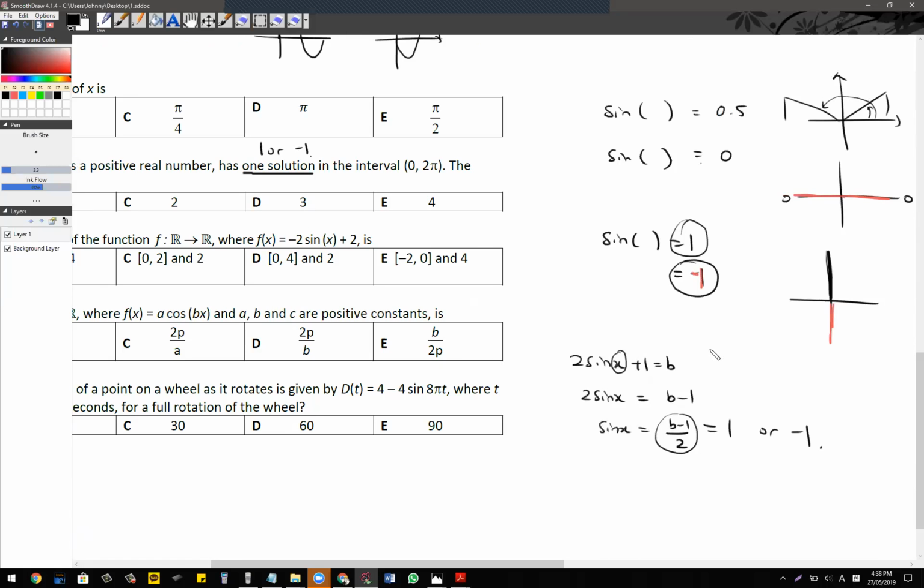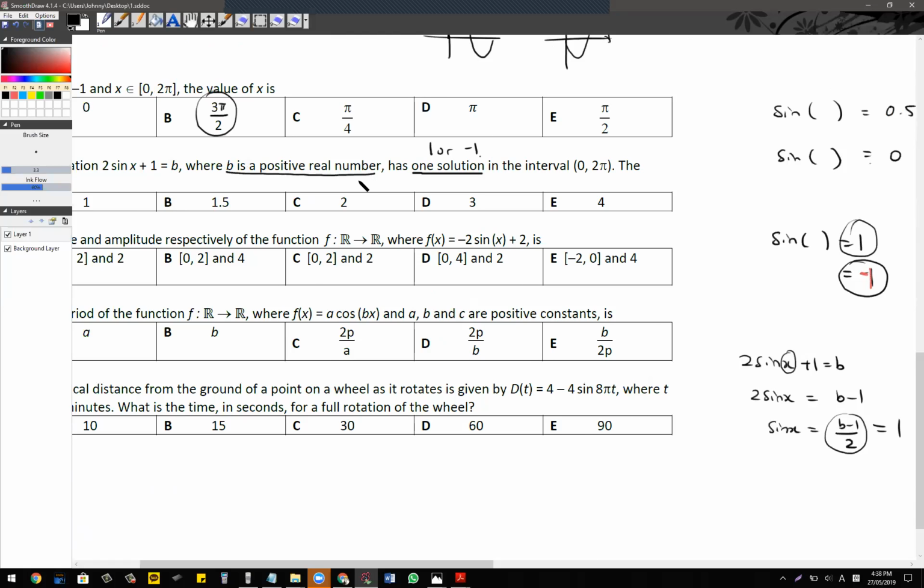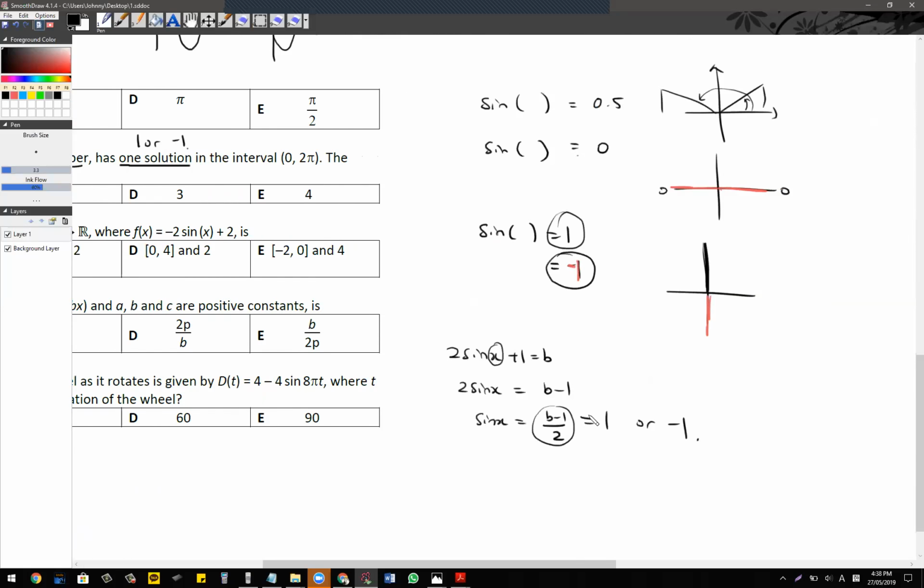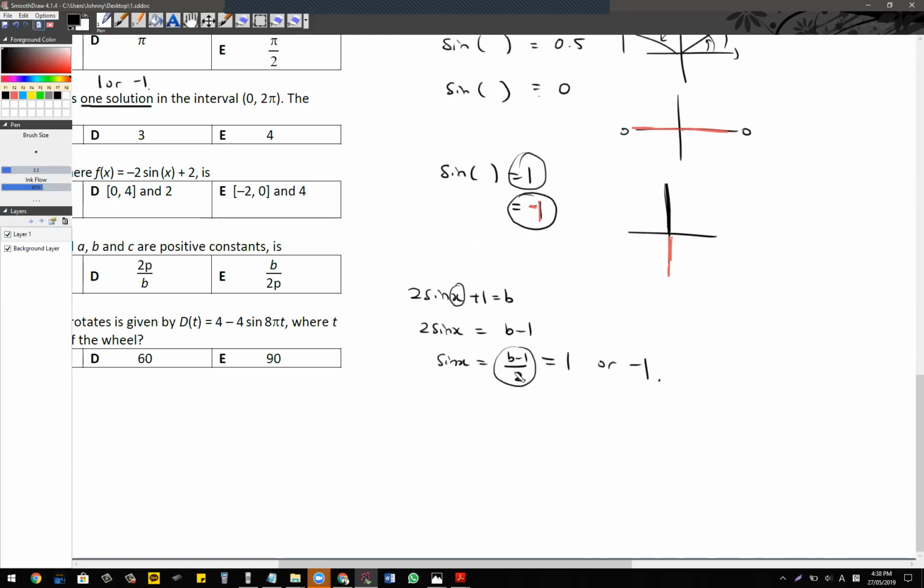But it says that b is a positive real number. If it's a positive number, it has to be 1. That's right, if b equals 3, then this will be 1, right? So b has to equal 3 so that the whole thing equals 1. If you solve this, you get b equals 3. If (b minus 1) on 2 equals -1, then you get b equals -1, which is not allowed. This is allowed.